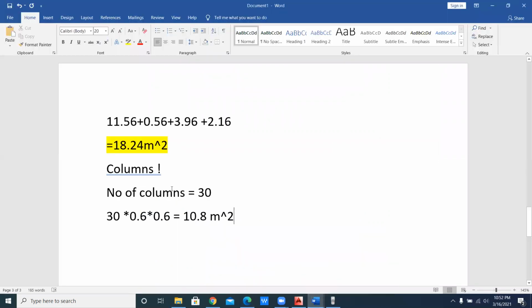For the columns, as I showed you, for the load greater than 5 kilonewton we can reduce the column load. How much percent? Normally up to 20%.